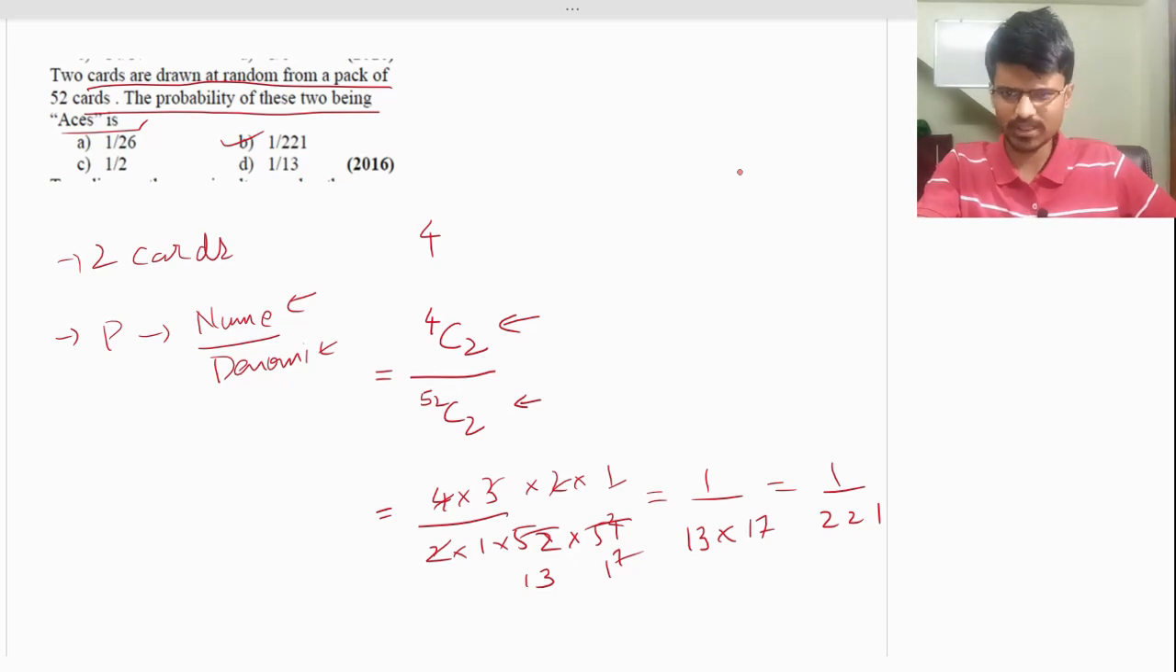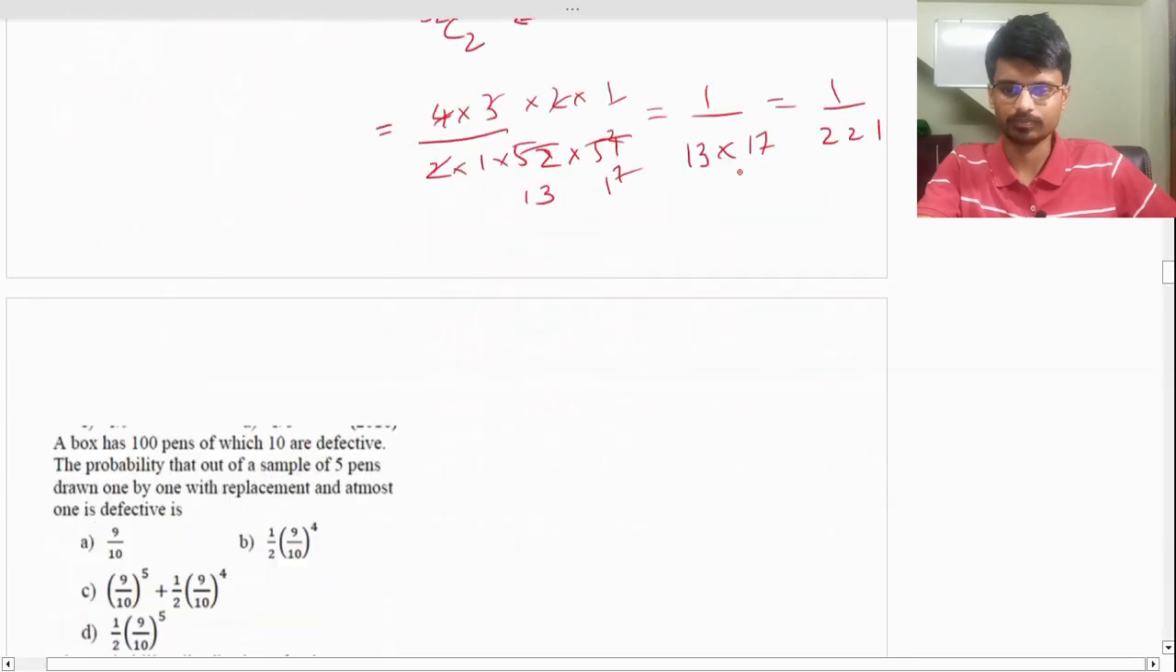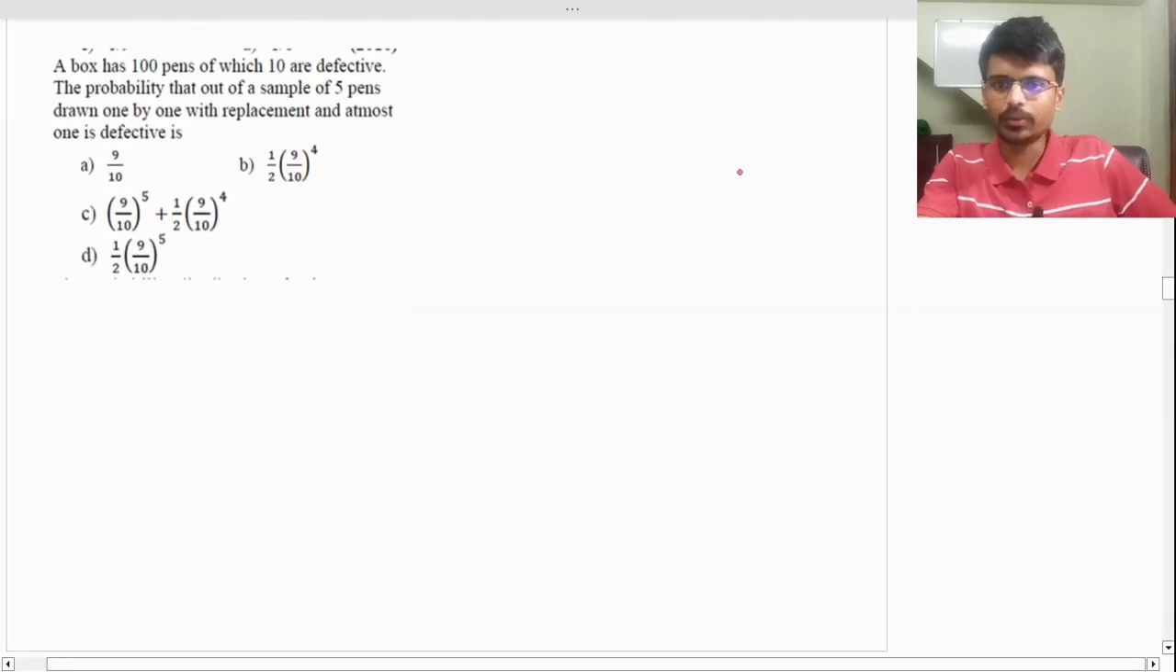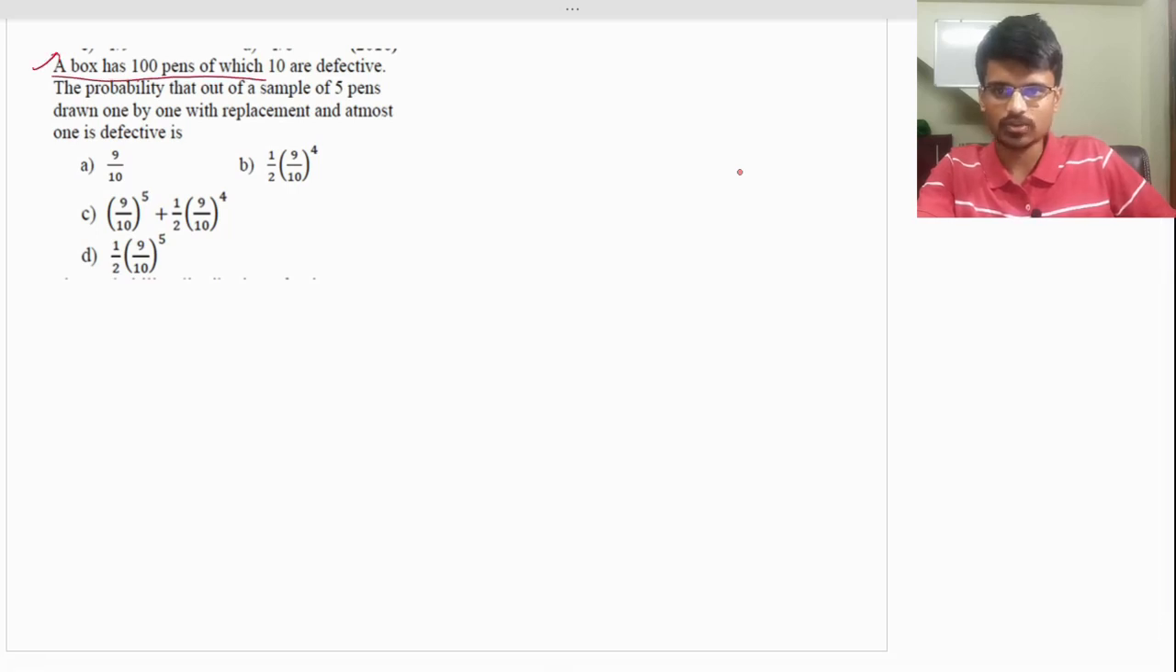Okay, so this was an easy question. We just need to apply basic permutations and combinations and solve this. Okay, moving on. This question is slightly different. A box has 100 pens of which 10 are defective. What is the probability that out of a sample of 5 pens drawn one by one with replacement, at most one is defective? Again, this question is giving us a hint. This is about defective and not defective pens. So what can it be? Again, it is a Bernoulli's trial.